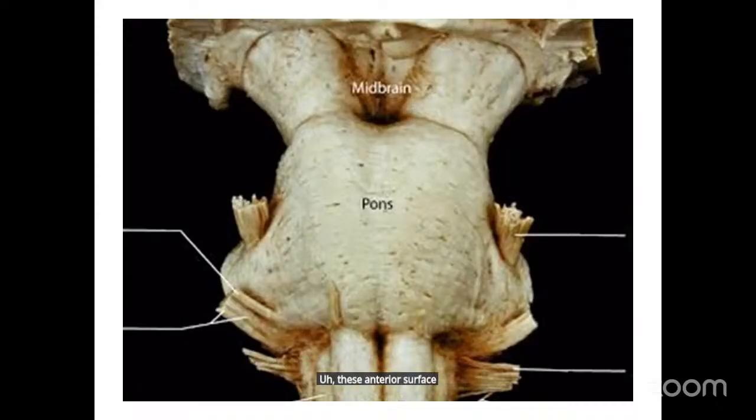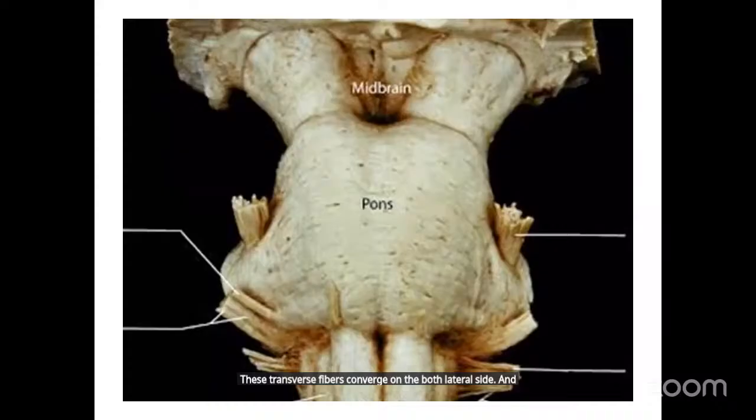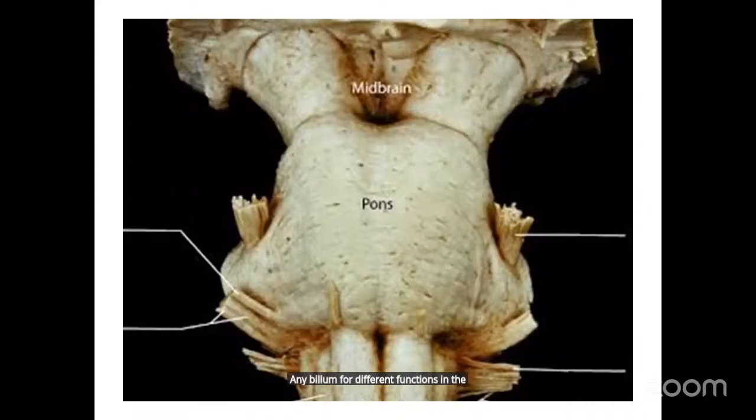The pons on the anterior side is traversed by transverse fibers, and on the anterolateral side we can see the bulging. These transverse fibers converge on both lateral sides and form a connection with the cerebellum, which we call the middle cerebellar peduncle. It carries tracts from the pons to the cerebellum for different functions in the motor functions.